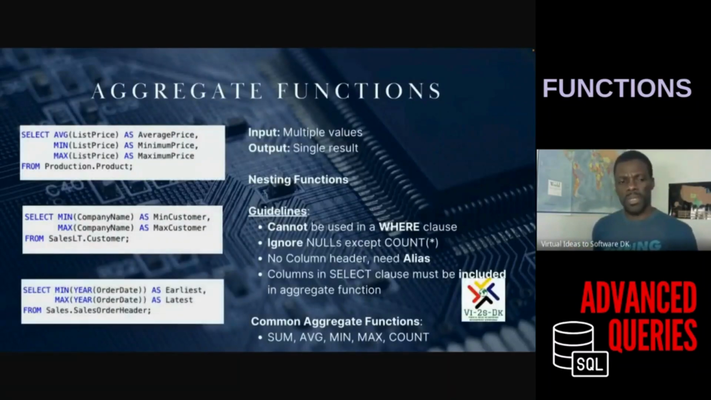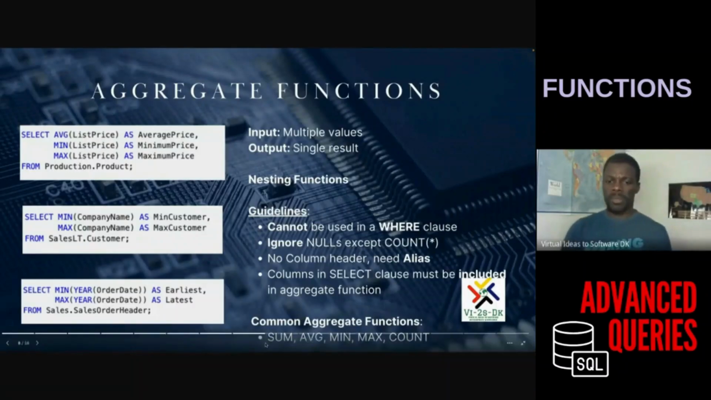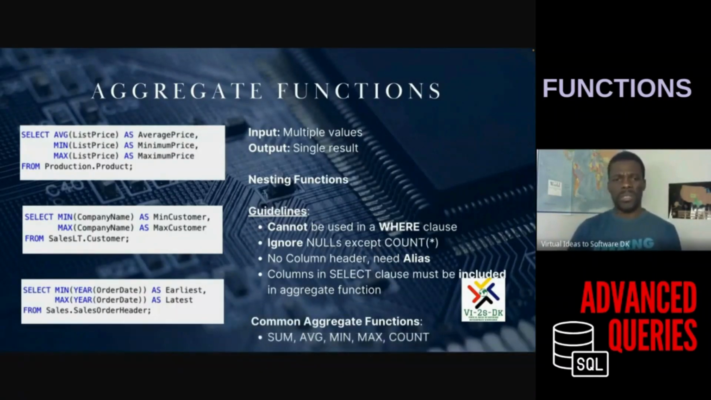Aggregate functions are very popular. And so you see at the bottom, the common aggregate functions I would see is count, which we probably use often just to check the number of items that we have in a particular table. We also have minimum, maximum, sum, and average. But what we need to remember here is the input is multiple values. The output is a single result. So we also might be able to nest them, which we'll talk about.